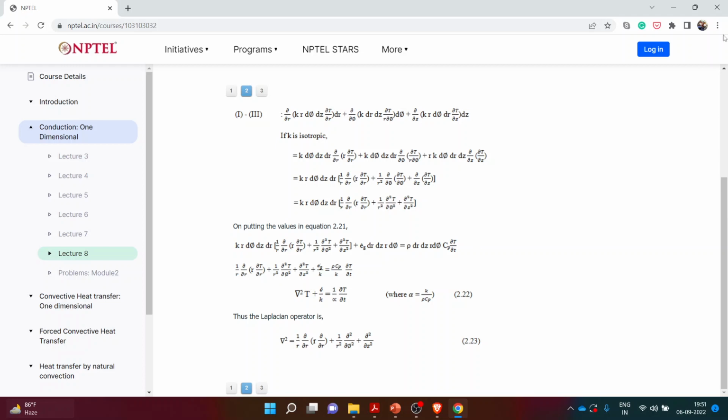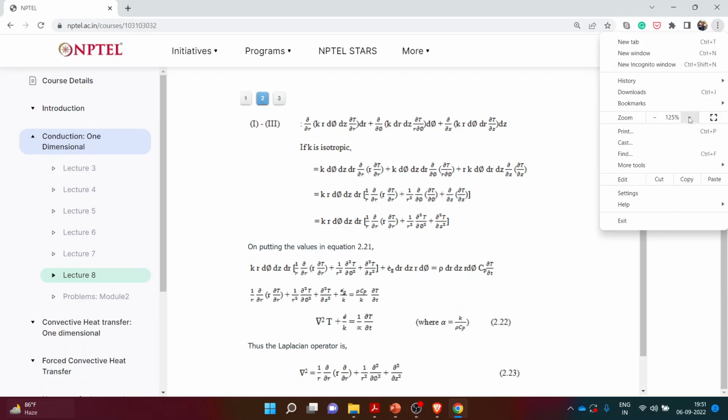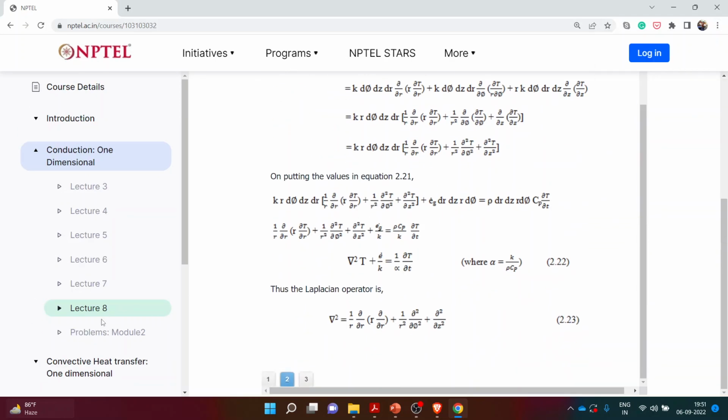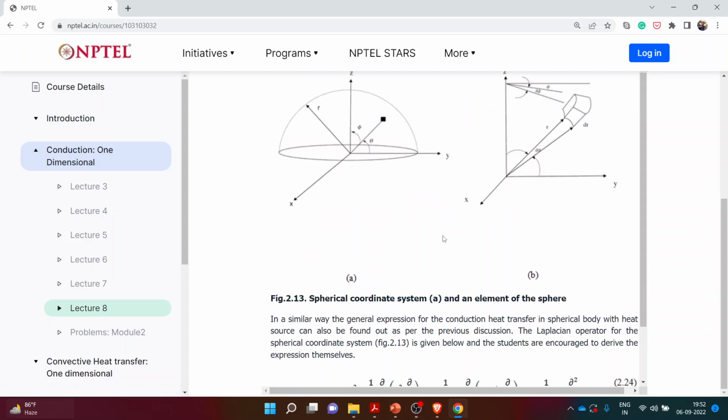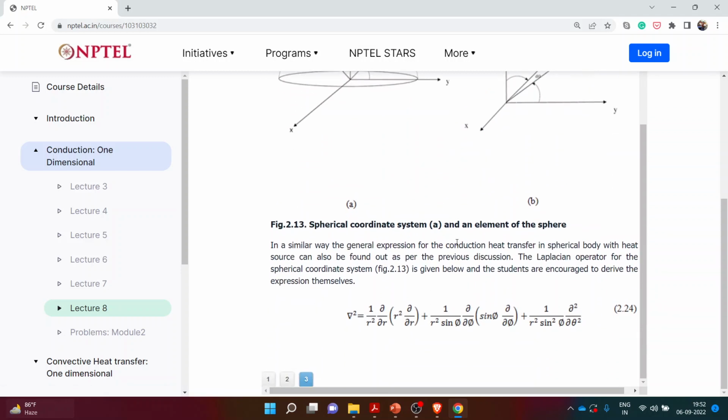So see, I don't think it is visible or not. In this lecture 8, they have derived this equation for the Laplacian operator. We had used the first term, and the last two terms were neglected in our case. So you can straight away use this formula. I guess that answers your question.